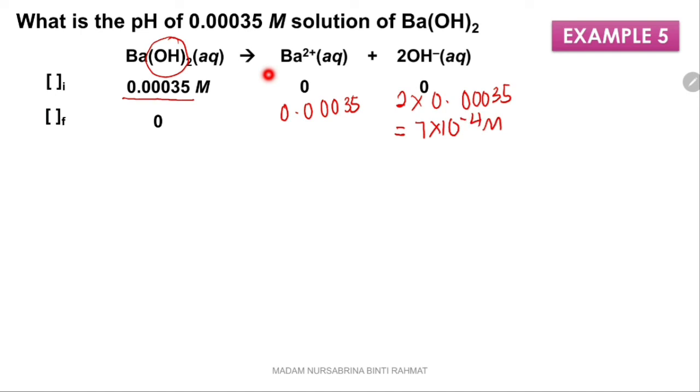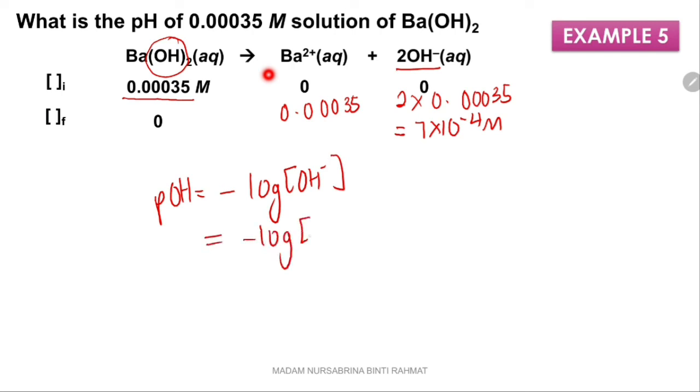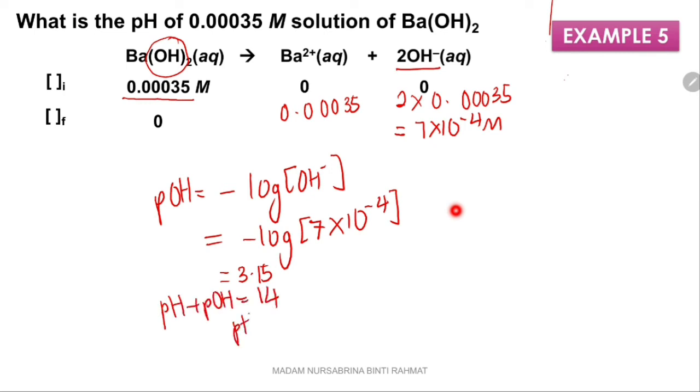Okay, so if you want to calculate the pH, you need to find out the pOH first. Why pOH? Because this is a base, so you have OH minus. That means you have to calculate pOH first, which is negative log of the OH negative concentration. So simply substitute the concentration of OH, which is 7 times 10 to the minus 4, and you will get your pOH to be 3.15. And pH plus pOH is equal to 14. That means your pH is 14 minus 3.15, which equals 10.85.